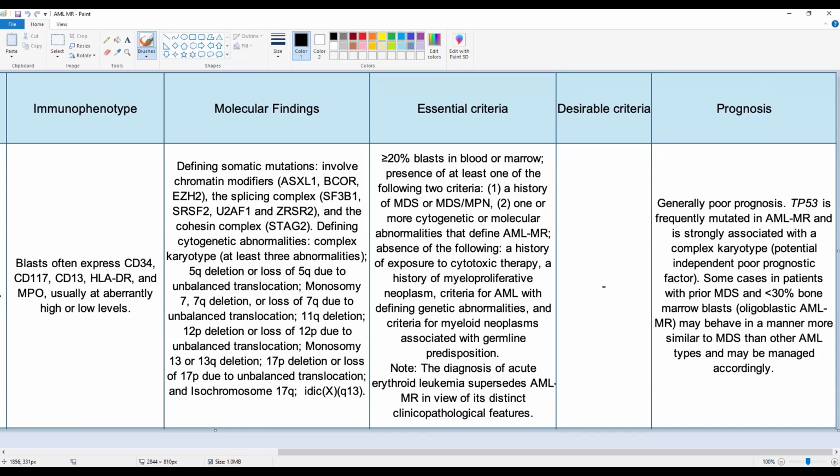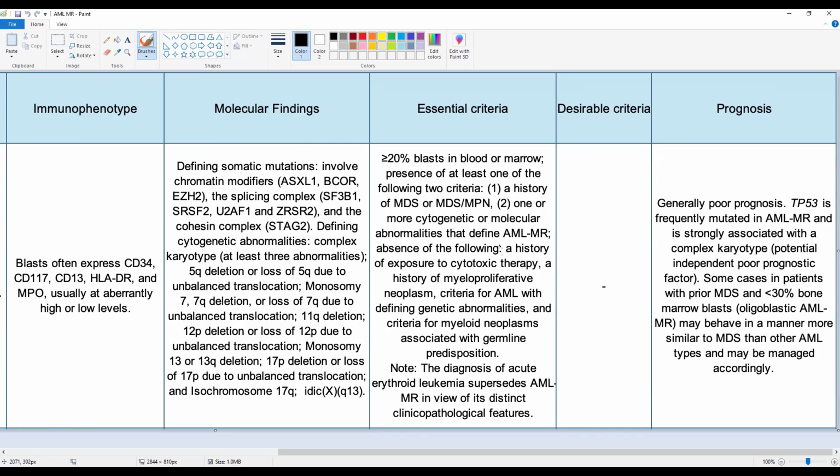The essential criteria to make a diagnosis, you need to identify at least 20% blasts in blood or bone marrow. In addition to that, you need the presence of at least one of the following 2 criteria. The first criteria is a history of MDS or MDS-MPN. And the second criteria is 1 or more cytogenetic or molecular abnormality that define AML myelodysplasia-related. And these are the defining somatic mutations, and these are the defining cytogenetic abnormalities. So you need at least one of these 2 criteria.